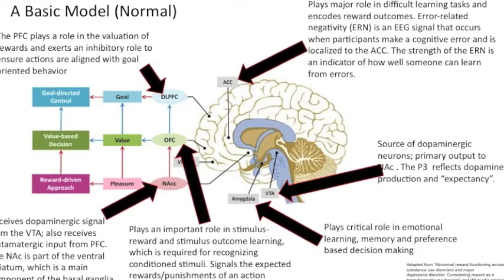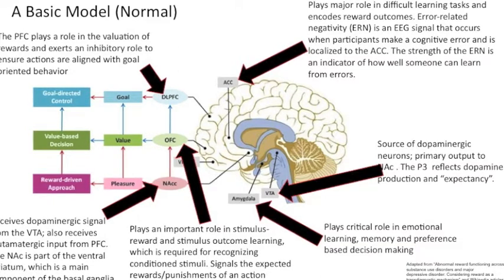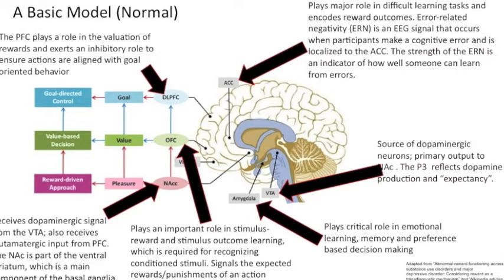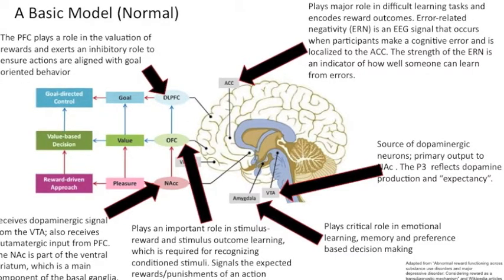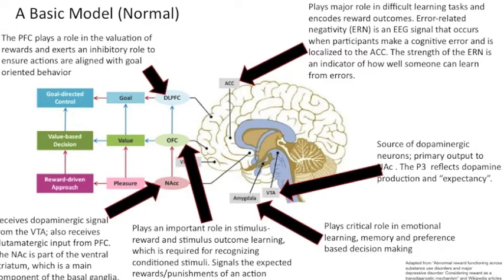The ventral tegmental area is the source of dopaminergic neurons. It primarily outputs dopamine to the nucleus accumbens. The P3 signal is an EEG signal that reflects dopamine production, and thus expectancy. The amygdala plays a critical role in emotional learning, memory, and preference-based decision-making.